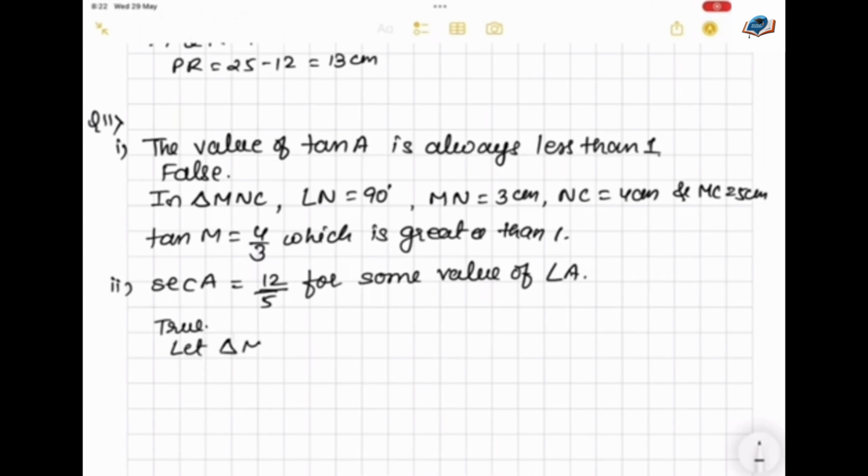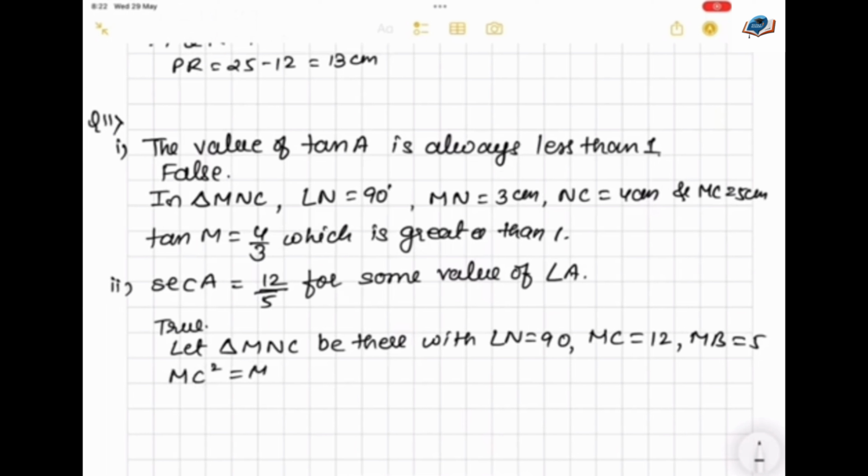Let triangle MNC be there with angle N equal to 90 degrees, MC equal to 12, MN equal to 5. So MC square will be equal to MN square plus NC square. So 12 square equal to 5 square plus NC square. So NC square will be 144 minus 25, so that is 119. So such a triangle is possible, therefore it is true.